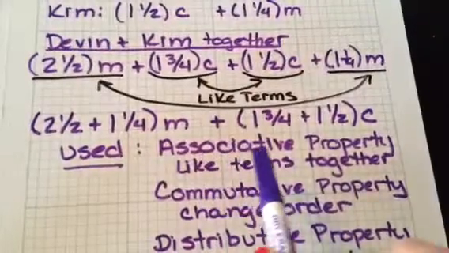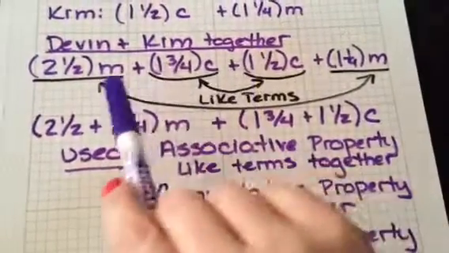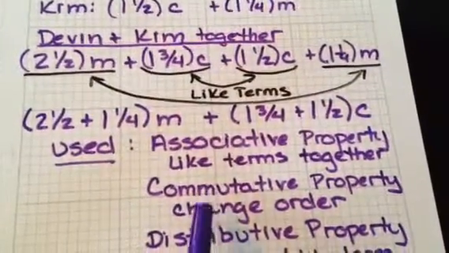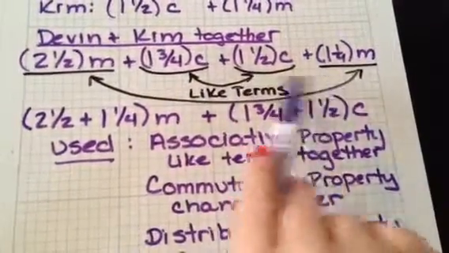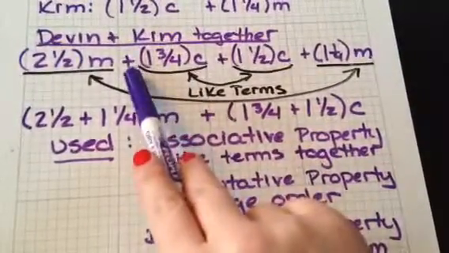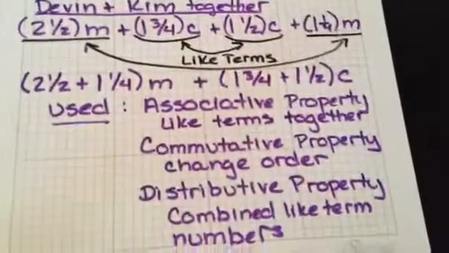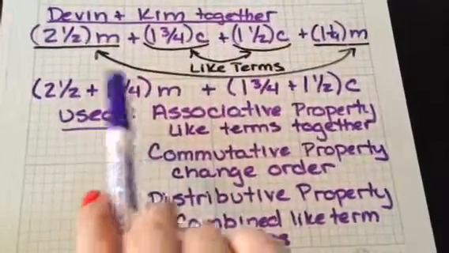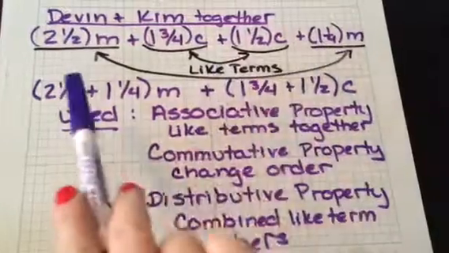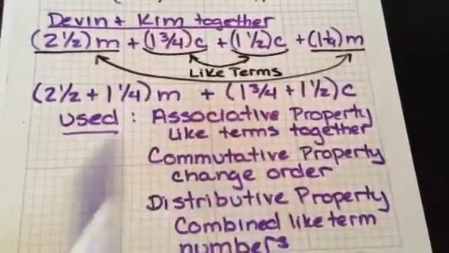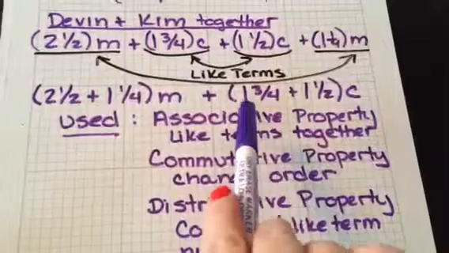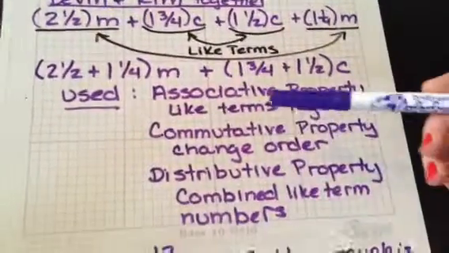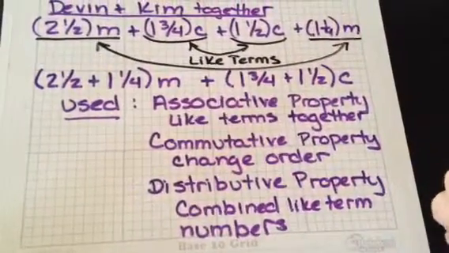Now we used the associative property. We associated my M terms together. We used the commutative property. We just switched the order because this M was at the end and I wanted it next to this term. And we used the distributive property because we combined those like terms together. So this 2 1/2 plus 1 1/4 became combined together and M was written on the outside. And the 1 3/4 and the 1 1/2 were written together with the C on the outside. So those are our three properties that we used.